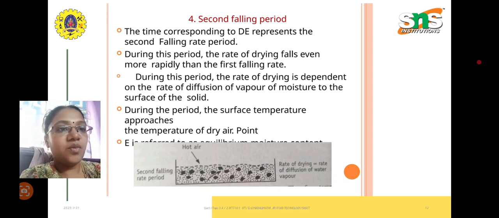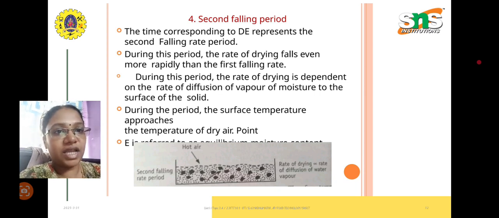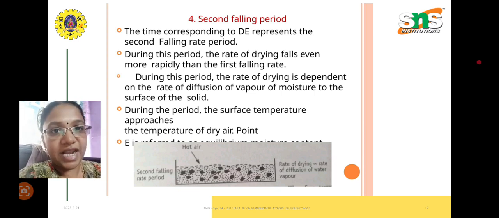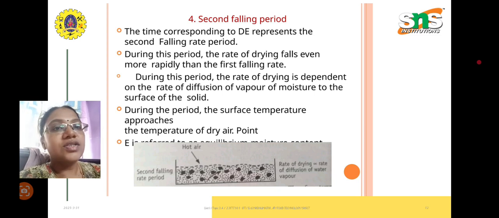So during this period, the rate of diffusion of water vapor will be equal to the rate of drying only. The rate of drying will fall even more quickly than in the first falling rate period. When we compare, the drying process in the first falling rate will be lesser than in the second falling rate. During the second falling rate period, the rate of drying is dependent only on the rate of diffusion of vapor of moisture to the surface of the solid.